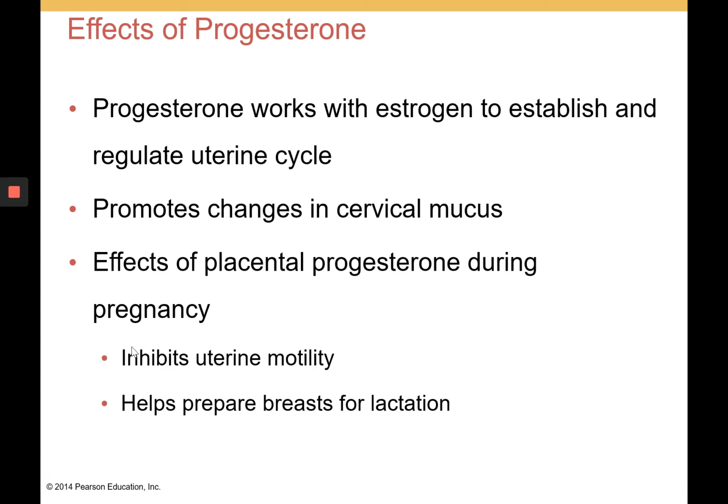Progesterone, however, is going to work with estrogen. It helps establish and regulate the uterine cycle. And then it also promotes changes in cervical mucus, which thins during mid-cycle and then thickens after the proliferative phase during the secretory phase of the uterine cycle. It also has effects during pregnancy. So progesterone is produced both by the corpus luteum and the placenta. It helps to inhibit uterine motility and prepare the breast for lactation.